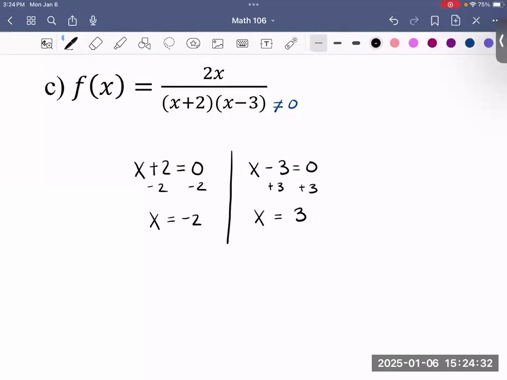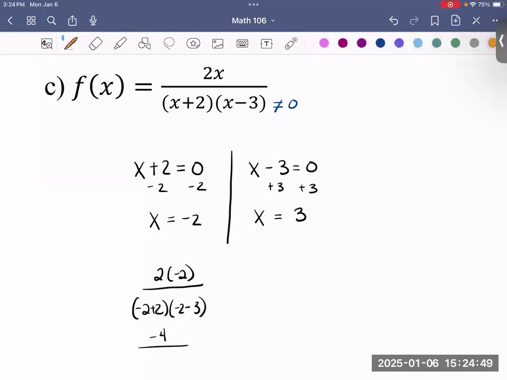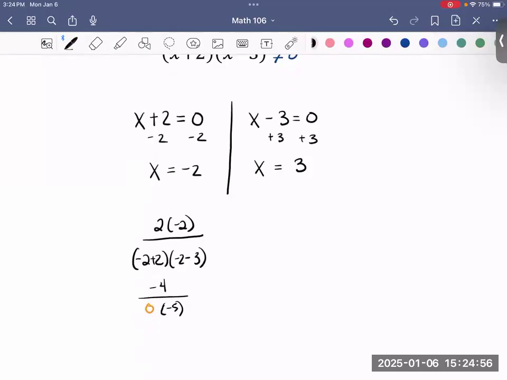If I put in a -2 into my equation, negative 2 plus 2, negative 2 minus 3. So that becomes negative 4 up top. That's not an issue, but it does perform an issue down below where we then have 0 times negative 5. Right? The negative 5 is fine, but either way, it's going to be negative 4 over 0, which is very not okay. So negative 2 is a number we have to avoid.